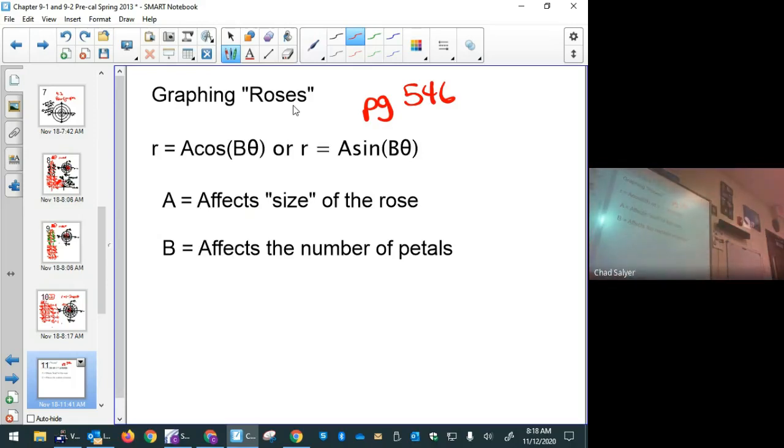It's pretty complicated, actually. So the way B affects the petals is it has B petals if B is odd, and 2B petals if B is even.